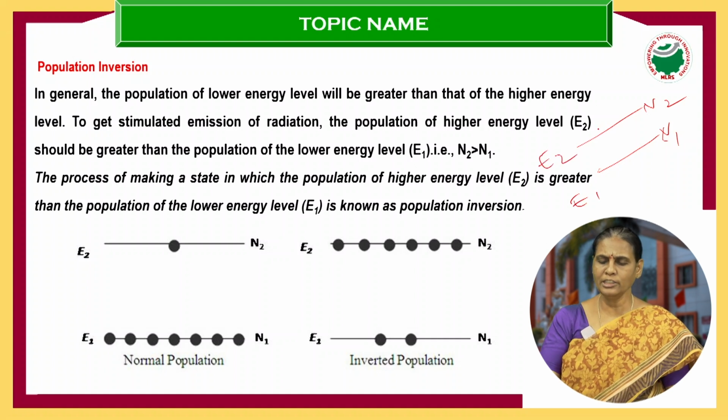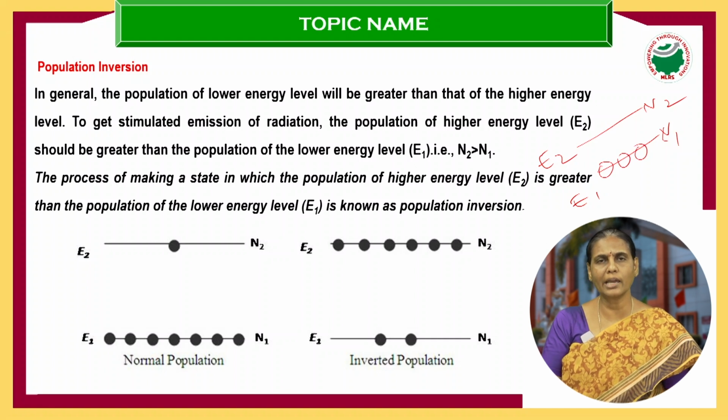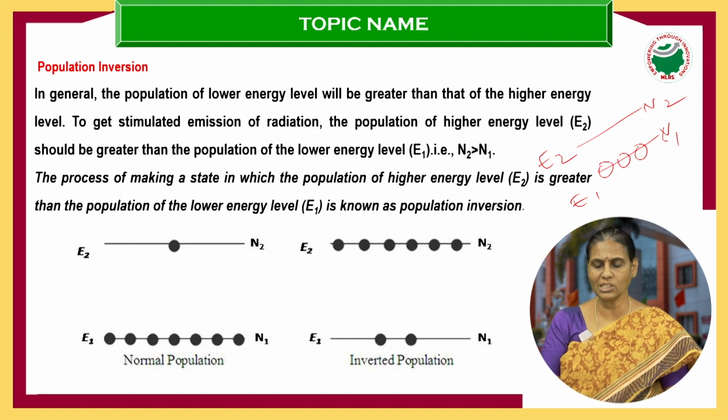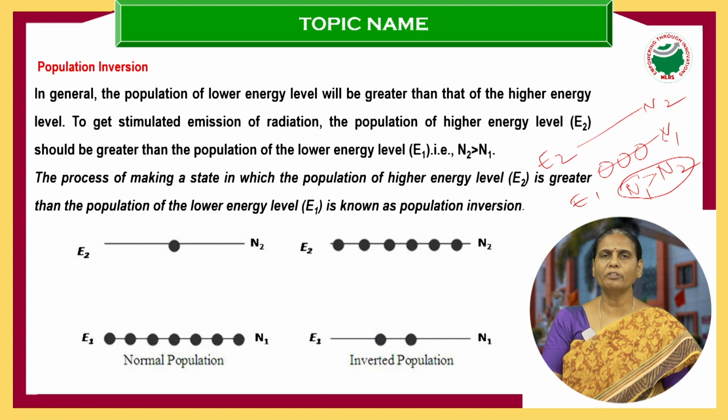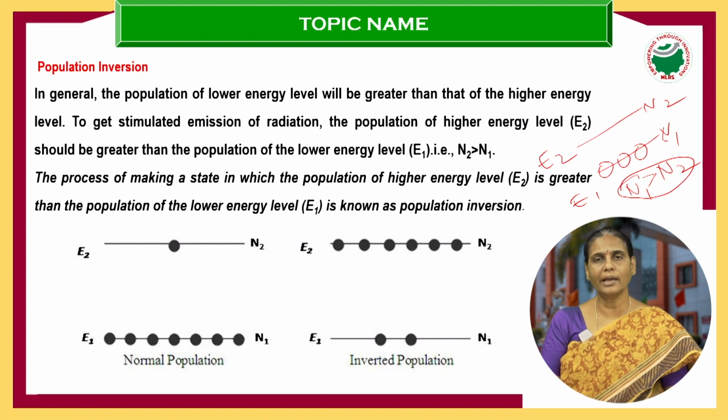Now, in general, in any type of laser system, atoms will be occupying the lower energy state, just as students like to sit in the last benches. Similarly, here also the atoms want to occupy the lower energy state. For a laser system, always N1 is greater than N2. This is the condition which has to be followed in a lasing system, N1 greater than N2.